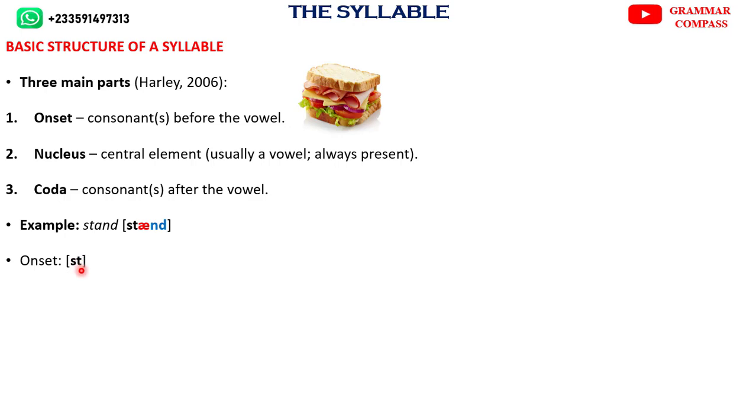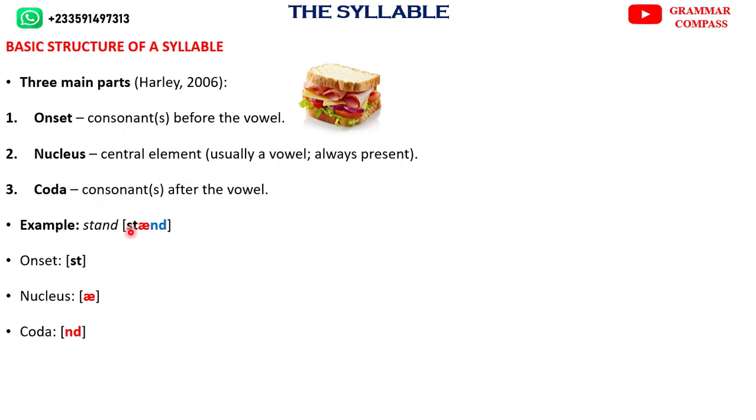What is our vowel sound, the mandatory element in the syllable structure? It is the vowel a. So that will be our nucleus. And what is the last part? Our bread at the end. It will be the e and the d. So this will form our coda. So these are the three main parts of an English syllable.